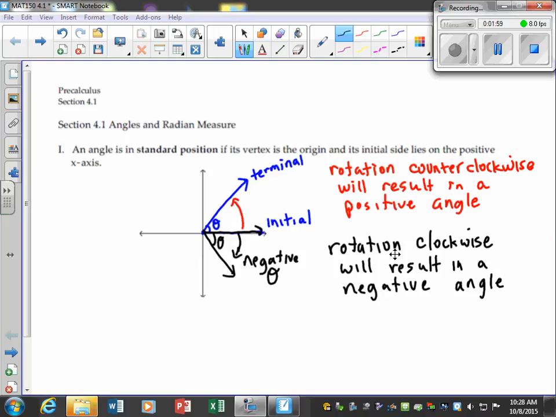Okay, and so we can see if we start here and we terminate on this side, we go counterclockwise. This is a positive angle theta. If we start here and we go clockwise, it's going to be a negative angle theta.